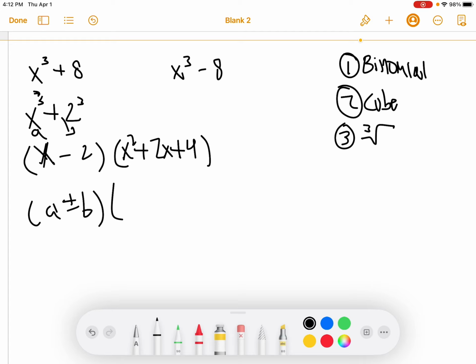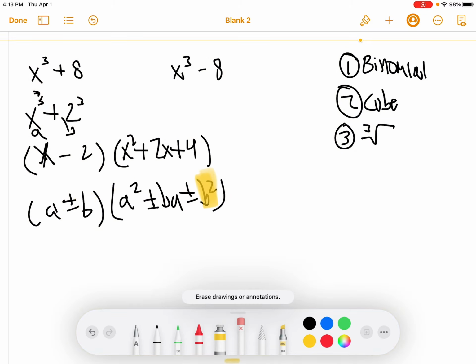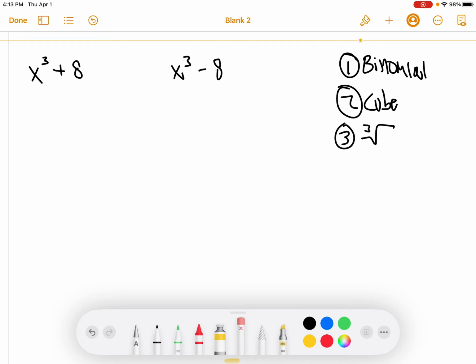And then you do A squared plus or minus B times A plus or minus B squared. So these are the places where you put the A's and B's. 5 different places. Well, kind of 6, depending on how you look at it. So that's basically it. That's how you do it. And since we had x cubed, there could have been a number beside the x, and it wouldn't change the process. You would just put a number beside the x anywhere you saw it in the equation.